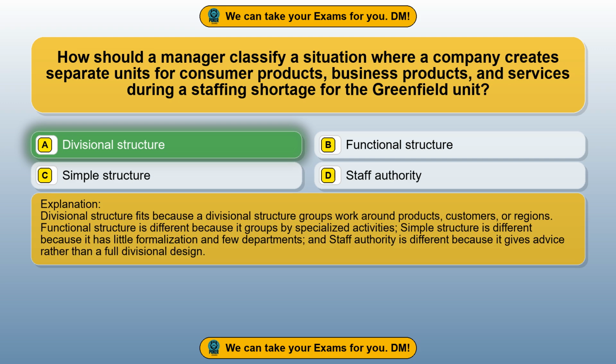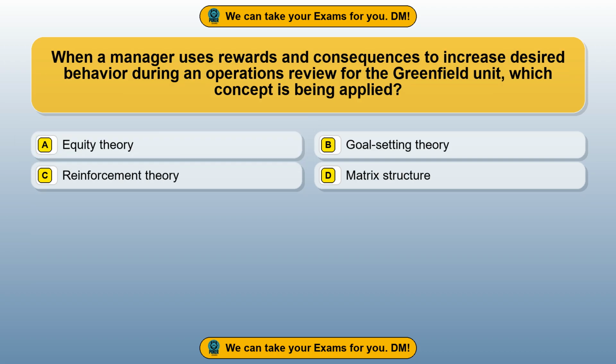Divisional structure fits because a divisional structure groups work around products, customers, or regions. Functional structure is different because it groups by specialized activities. Simple structure is different because it has little formalization and few departments, and staff authority is different because it gives advice rather than a full divisional design. Question 39.